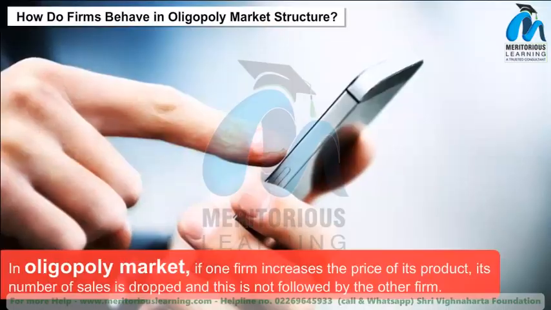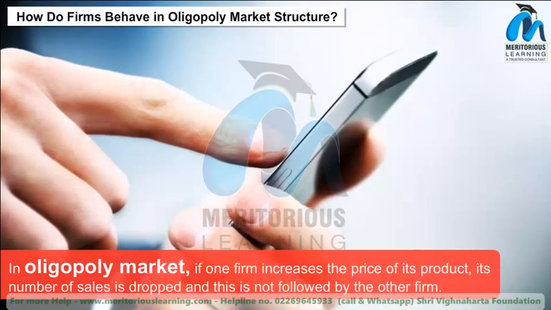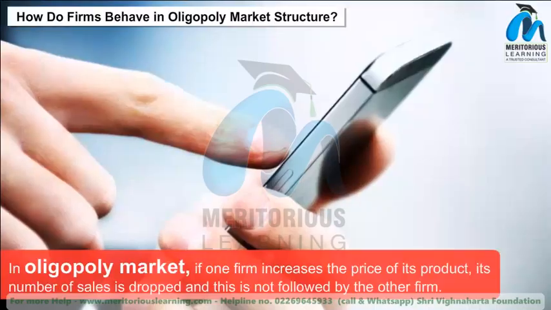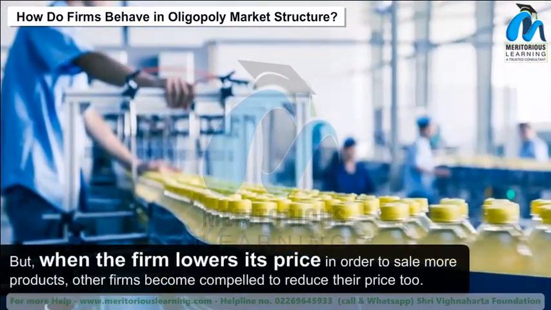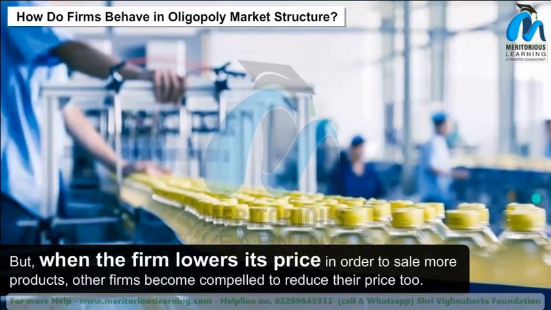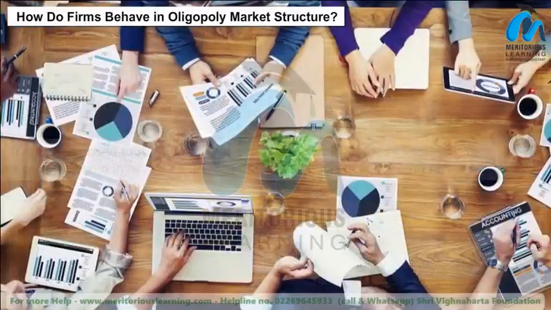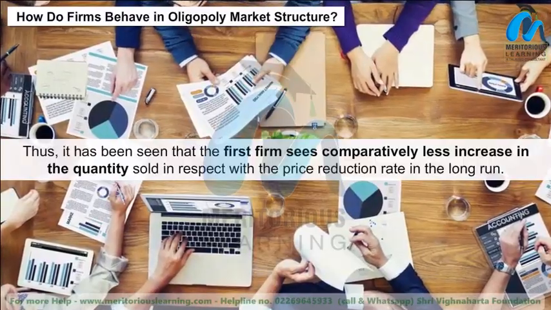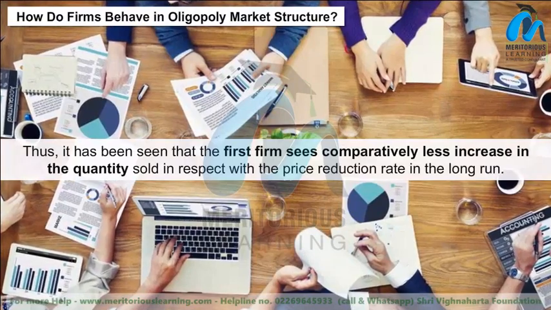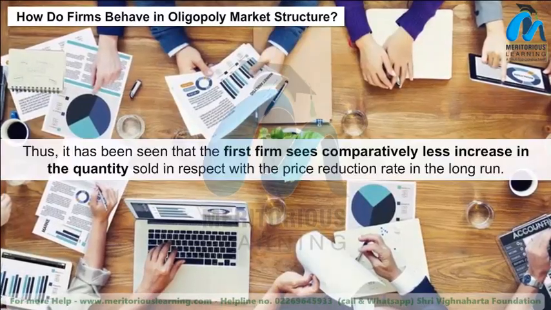In an oligopoly market, if one firm increases the price of its product, its number of sales drops and this is not followed by the other firm. But when the firm lowers its price in order to sell more products, other firms become compelled to reduce their prices too. Thus, it has been seen that the firm sees comparatively less increase in the quantity sold in respect of the price reduction rate in the long run.